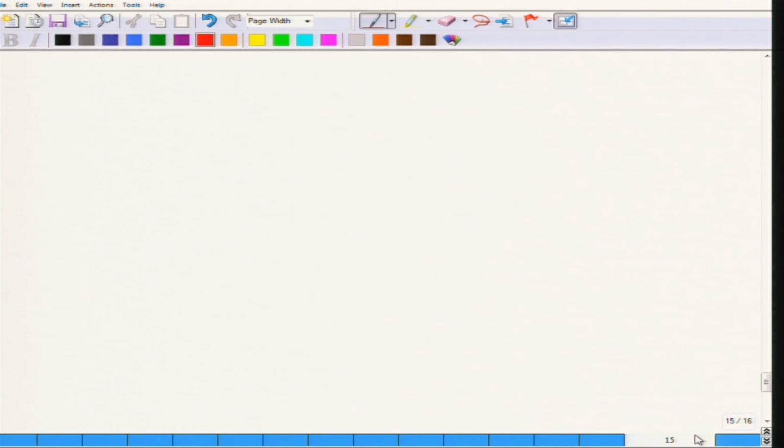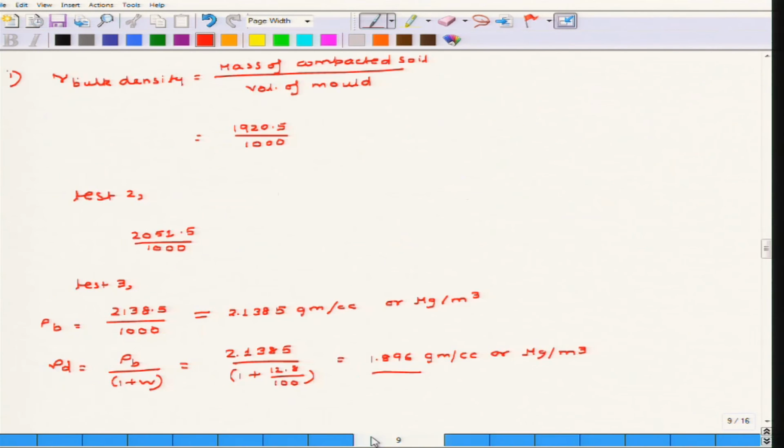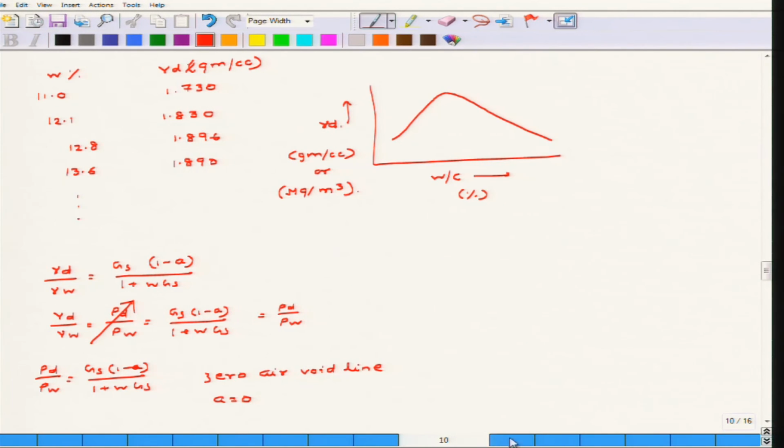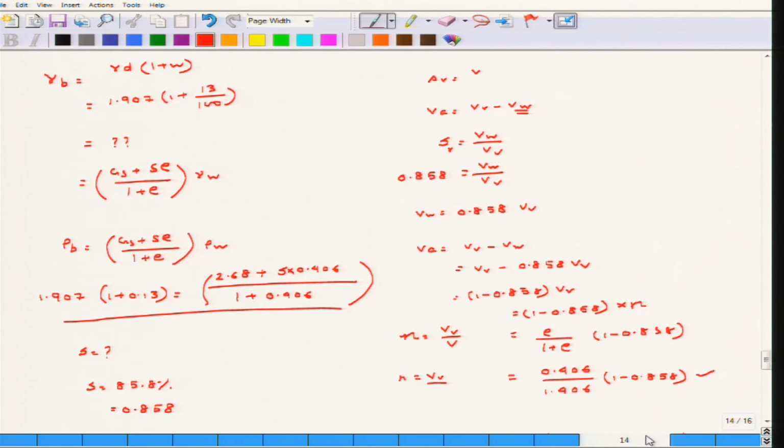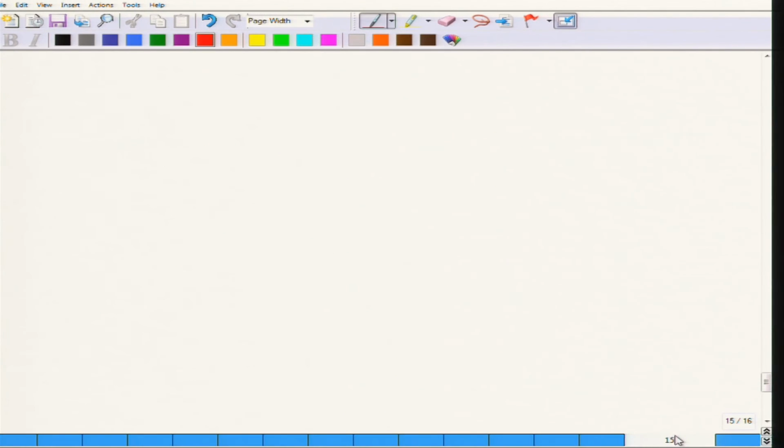So, we have discussed how to plot the zero air void lines, how to plot the compaction curves, and we have also discussed how the theoretical zero air void line does not match with the compaction curve. Now, in the next part we are going to discuss a general practical problem: how are you going to apply compaction in the field, because many real life situations actually require compaction.